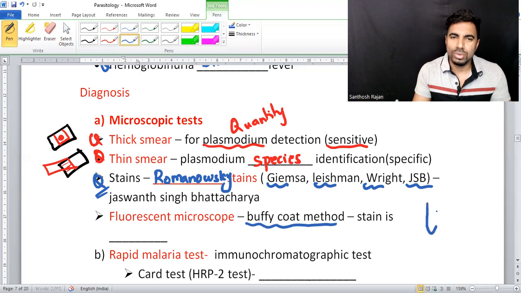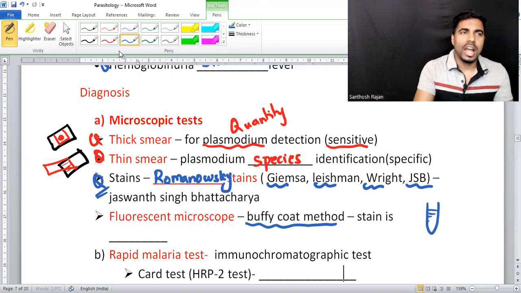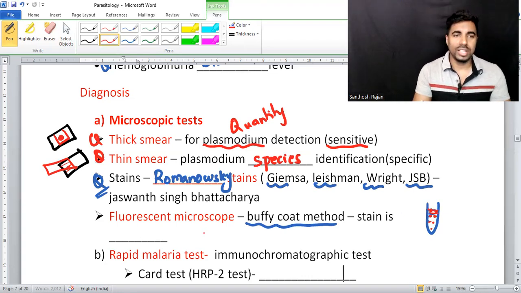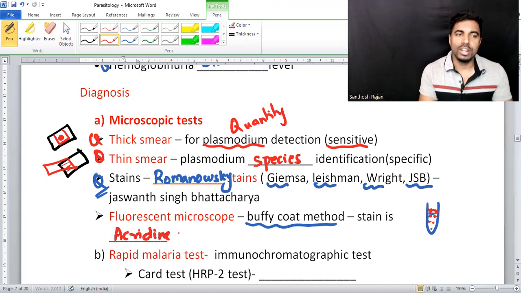Buffy coat method is basically you take the capillary tube, you fill the blood, and leave it, and there's a separation of layers: RBC layer separates, neutrophils separate, everything gets separated. And somewhere there, where the RBC layer is, the capillary is actually coated with what stain? Acridine orange. Acridine orange is a fluorescent stain.